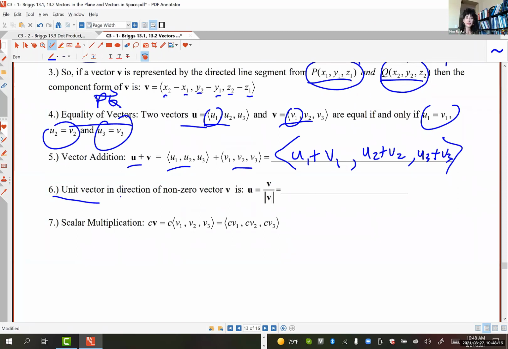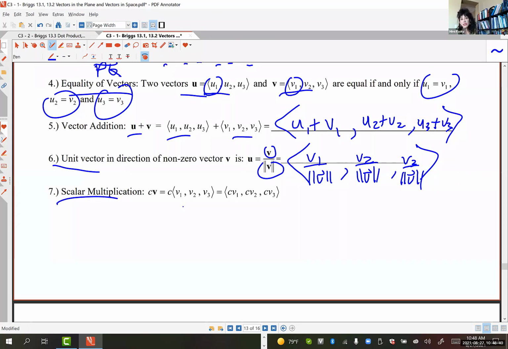You can unitize a 3D vector. Use the same formula as unitizing a 2D vector. You take your vector and you simply divide it by its magnitude. And so your answer would look like V1 over magnitude of V, comma V2 over magnitude of V, comma V3 over magnitude of V. And that's a unitized vector, which means the magnitude is 1.